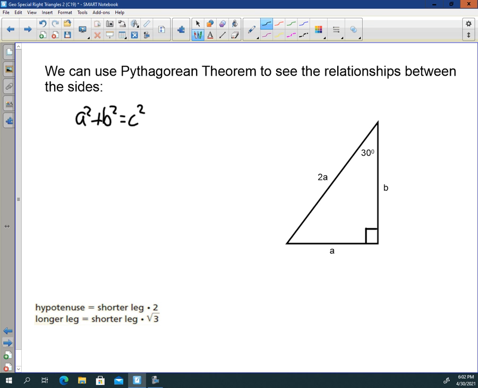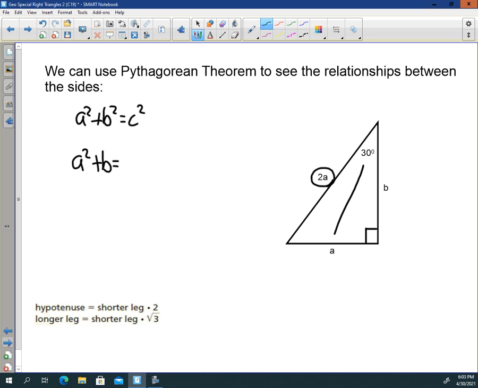I have this 30, 60, 90 triangle, and I've set it up so that I have a squared. I'm just going to use the Pythagorean theorem. You'll see what I'm talking about in just a second. A squared plus b squared. Now I know in a 30, 60, 90 triangle that the hypotenuse is 2 times the short leg.